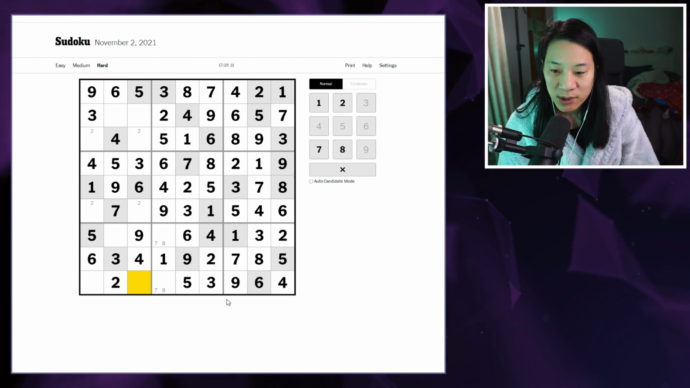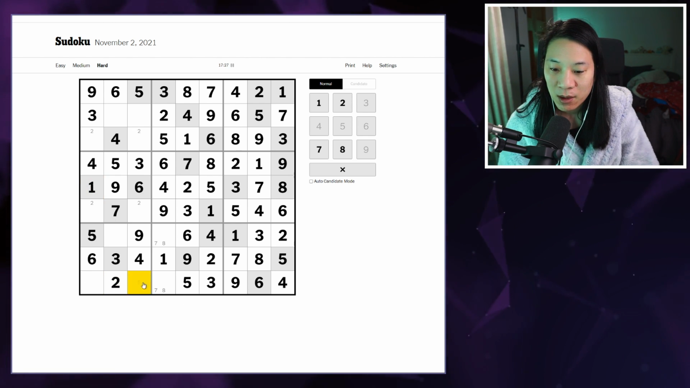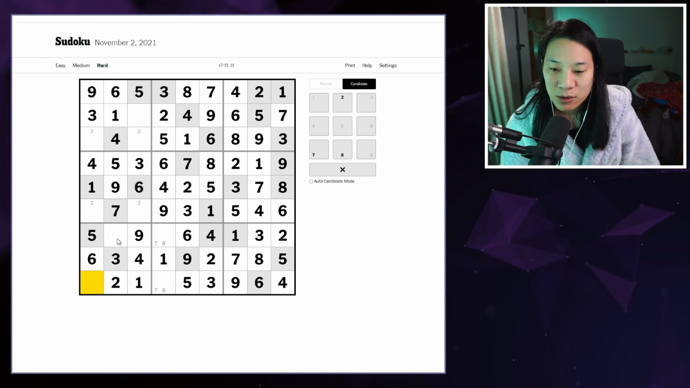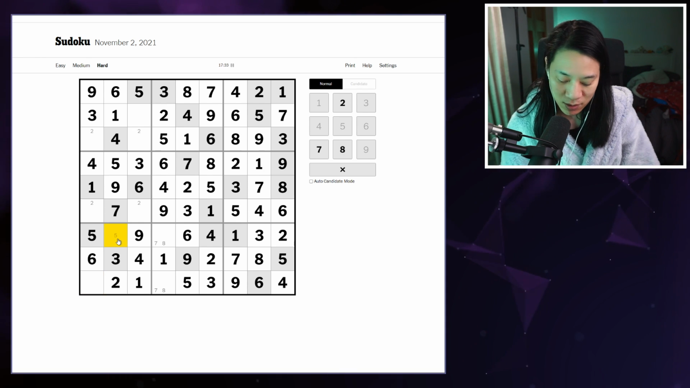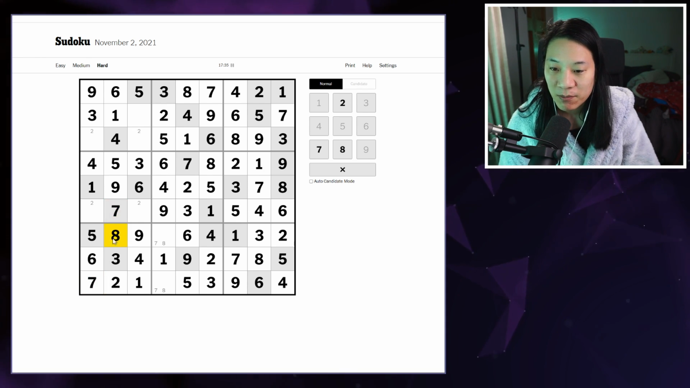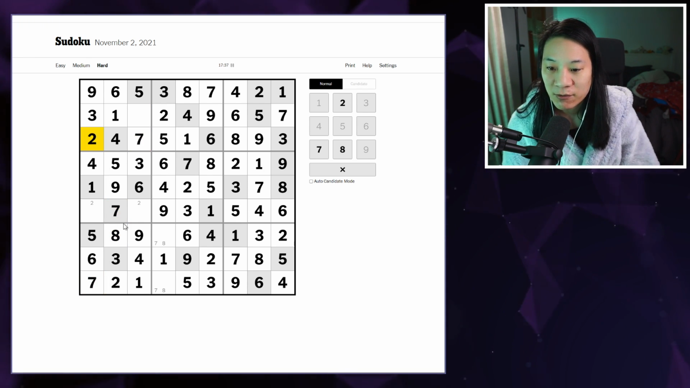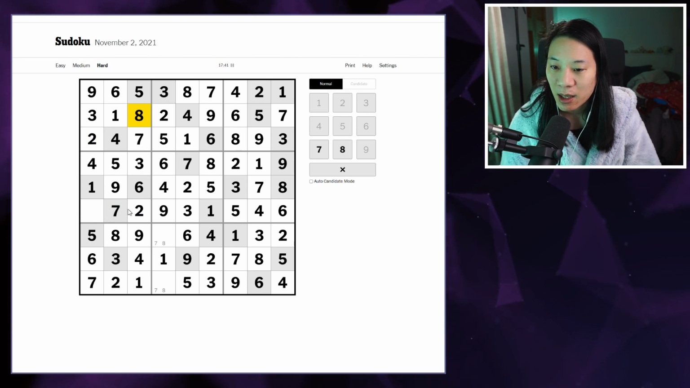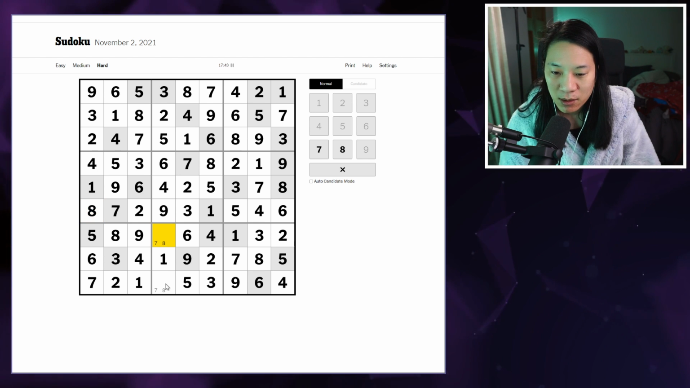Okay, so these are 1, 7, and 8. I've got 1 there, so this must be the 1, which means that's a 1 as well. So 7 and 8. 8's got to go there and 7 go there because of the 7 here. So that's a 7, 2, 2. And what's this? This is an 8, 8, 7, and 8.